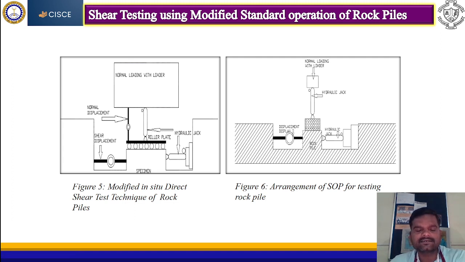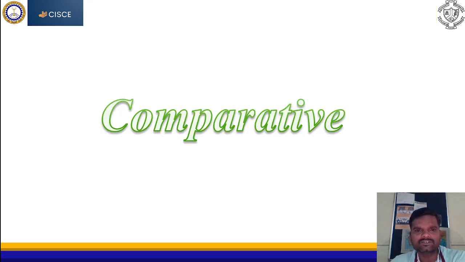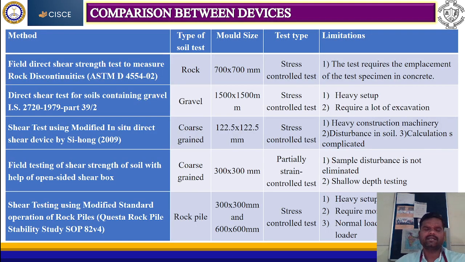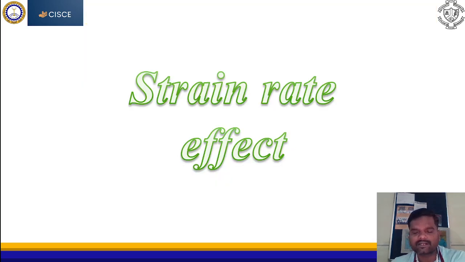Again, these tests are very laborious, and very heavy equipment is needed while performing them. As I mentioned, all the tests we saw require a heavy setup. They require heavy construction equipment. For some of the tests, the calculation is very complicated. Some of the tests we can perform at shallow depth only. Or we can say they require a number of laborers to perform the test.